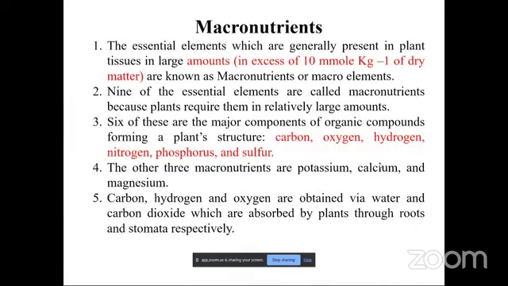So, what are micronutrients? The essential elements which are generally present in the plant in an amount in excess of 10 millimolar per kg of dry matter are known as macronutrients or macroelements. There are 9 such elements: carbon, oxygen, hydrogen, nitrogen, phosphorus, and sulfur. These are the major elements required for a plant to grow. The other three are potassium, calcium, and manganese.